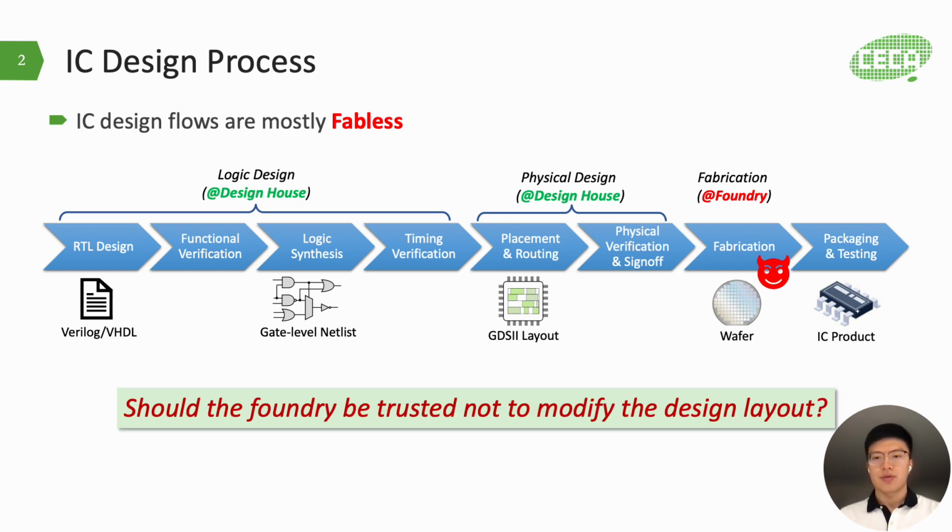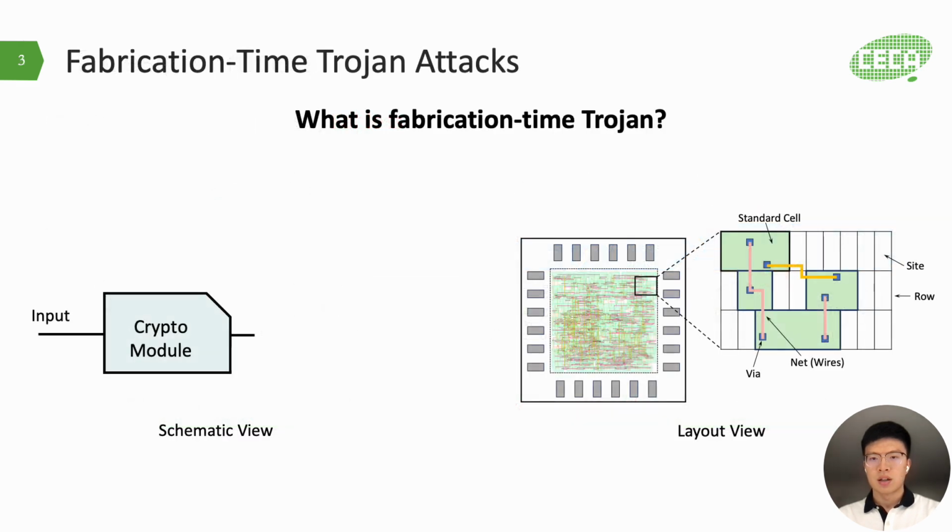However, this creates opportunities for untrustworthy foundries to make malicious hardware modifications, which is known as fabrication time attacks. Previous works demonstrate various ways that fabrication time attackers can insert a hardware Trojan into a finalized IC layout. Hardware Trojan has become a major hardware security concern. They can serve various purposes, such as functional change, denial of service, or information leak.